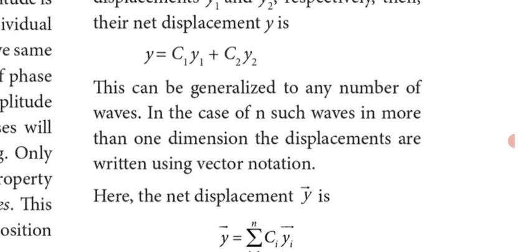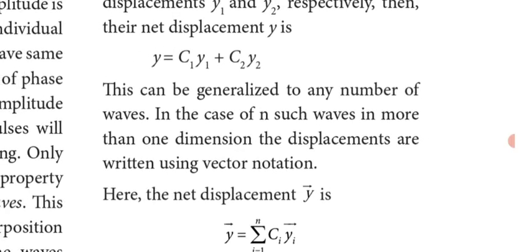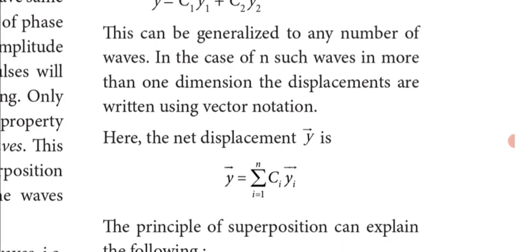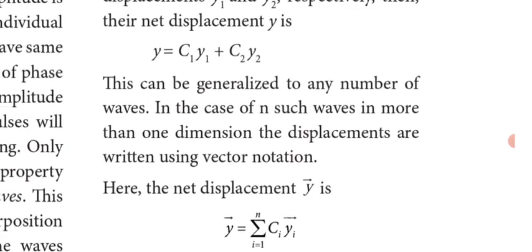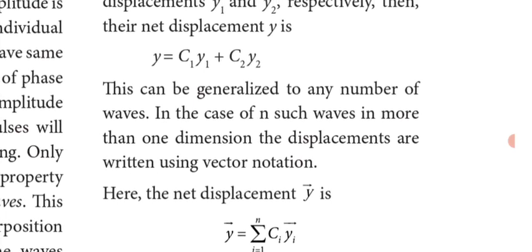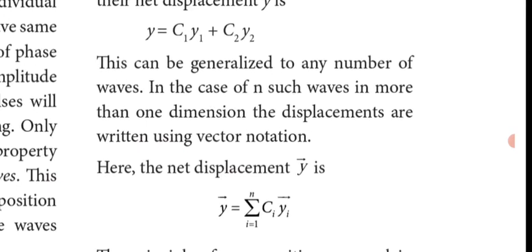In the case of n such waves in one dimension, the displacements have to be written in vector notation. If you have more waves, then definitely n waves will be there in one dimension, so you will get more displacements. For that, we take a summation.